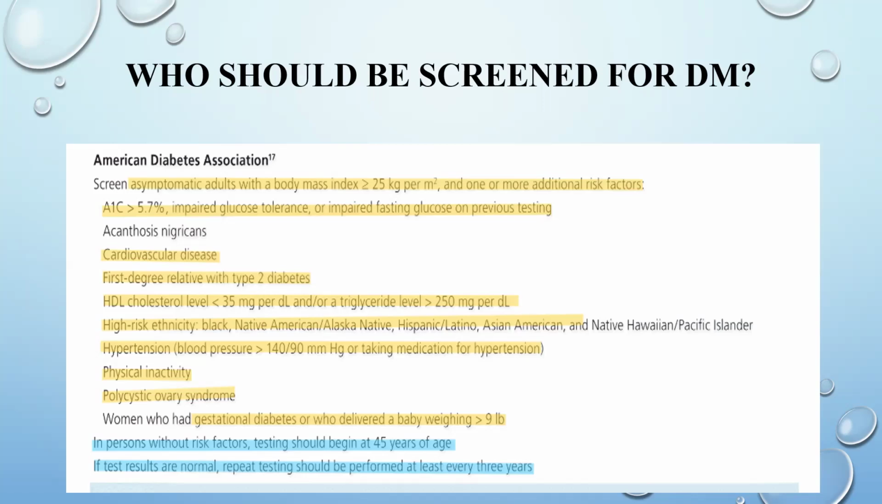Physical inactivity, polycystic ovarian syndrome, women who had gestational diabetes or who had delivered a baby weighing more than 9 pounds. In persons without the risk factors, testing should begin at 45 years of age. If tests are normal, repeat testing should be performed at least every 3 years.